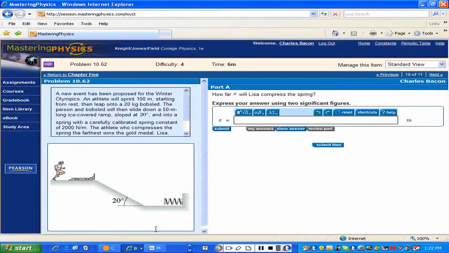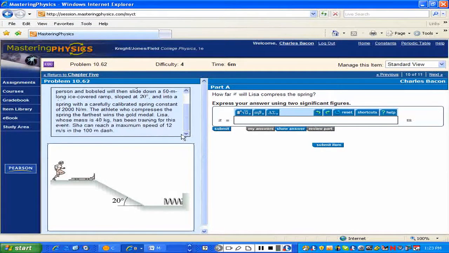All right, let's look at a particular Mastering Physics problem on your Chapter 5 assignment. This problem shows a runner approaching a sled at the top of a hill. You're told that the sled is 20 kilograms, the hill is 20 degrees, and a 50-meter long ice-covered ramp. At the bottom of the ramp there's a spring. The spring constant is 2,000 newtons per meter. We're told that the runner can run a maximum of 12 meters per second.